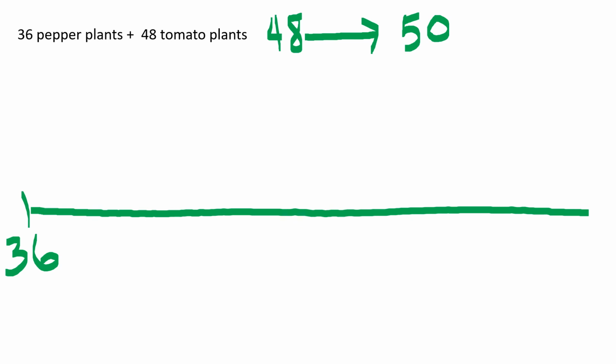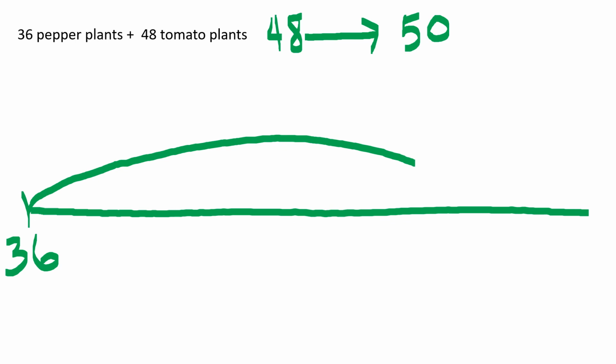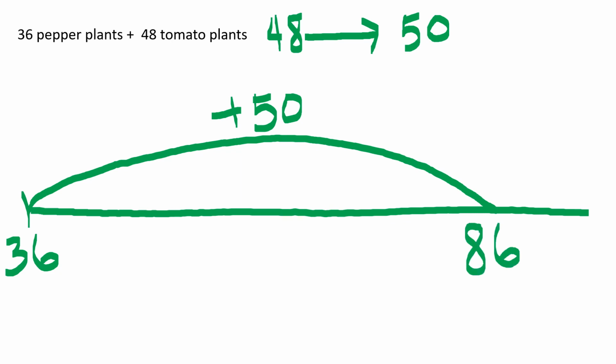So instead of jumping 48, I'm going to make a big jump of 50. And I could also have jumped by 10, 5 groups of 10, but I just made one big jump of 50. 36 plus 50 is 86. But remember, I don't need to add 50, I need to add 48. How many more did I go beyond 50? I added 2 more. So I'm going to have to jump back 1 and then another 1.